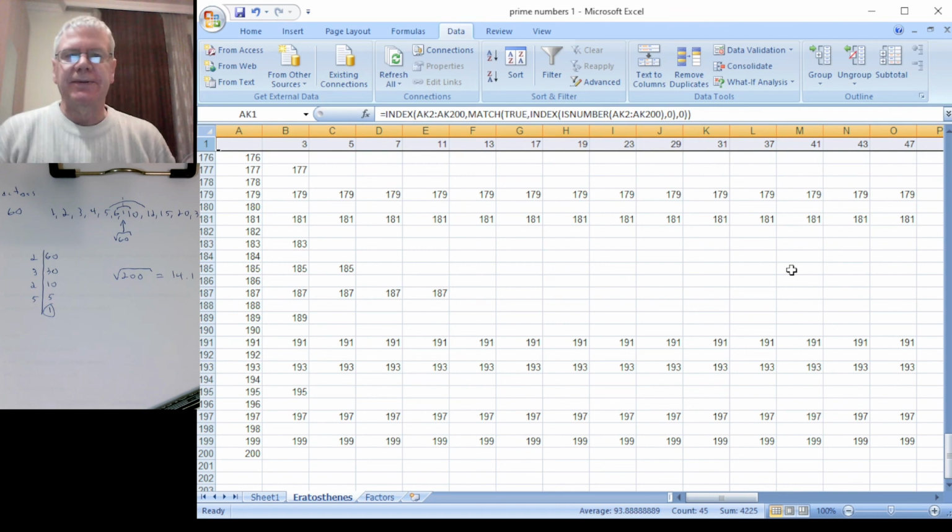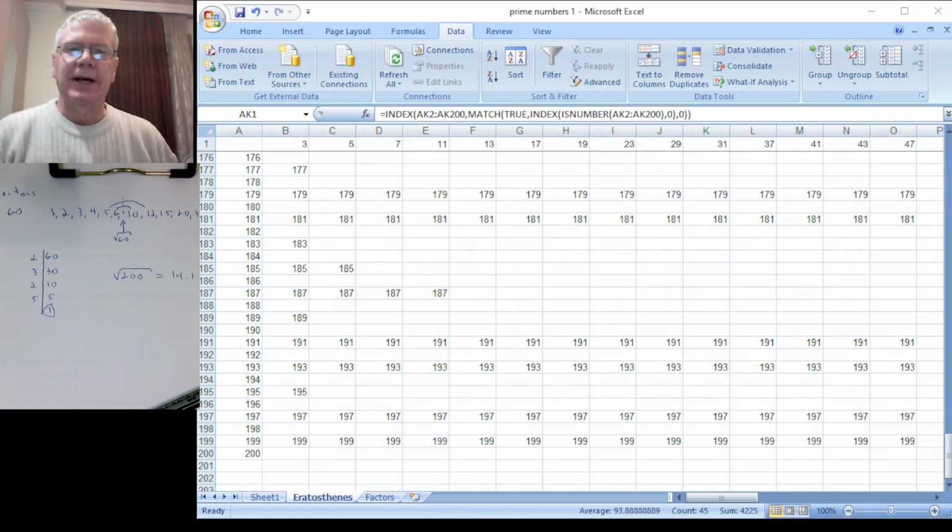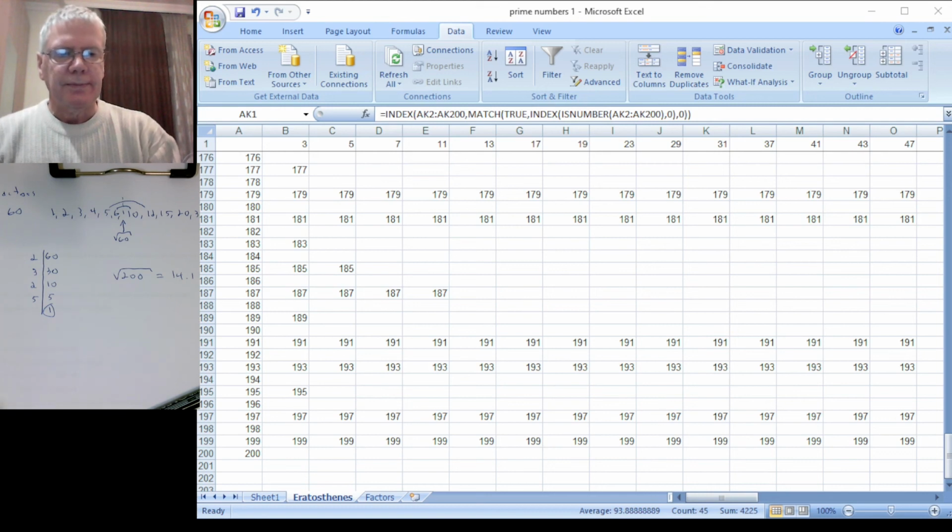There are some tricks for making it more efficient. If you're really into programming and computation, you can delve into that more. Here it's just an example about primes and where they came from. So that's it for the prime numbers.